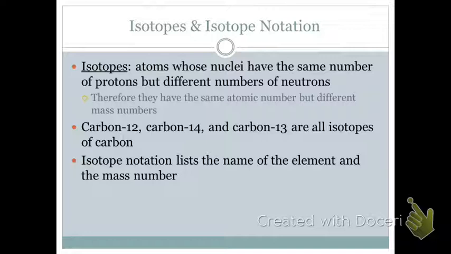When listed like that, carbon-12, carbon-14, that's called isotope notation. Isotope notation lists the name of the element and its mass number. So in that case, the mass numbers are 12, 14, and 13.